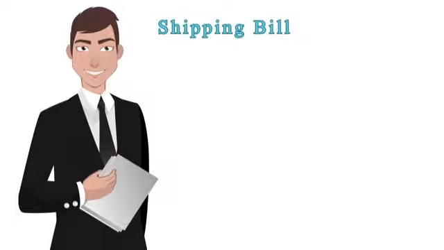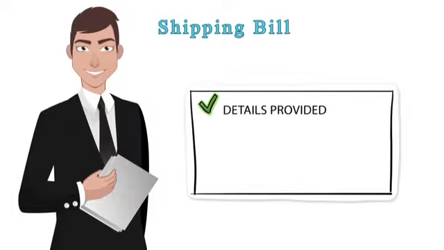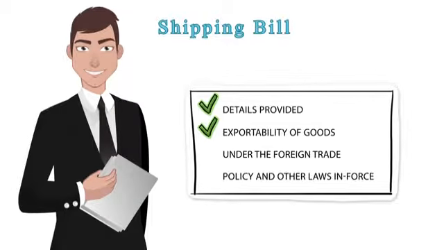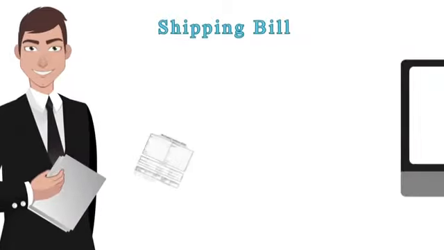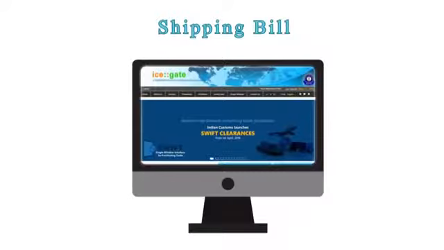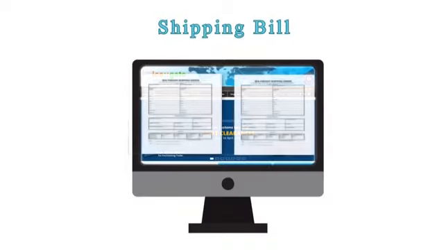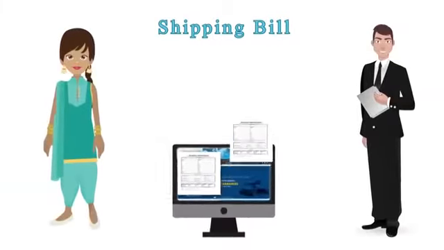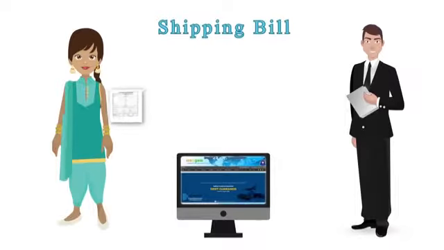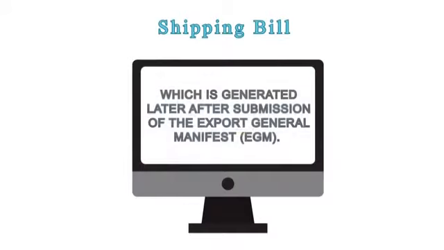The assessing officer in the export department checks the details provided and the exportability of goods under the foreign trade policy and other laws in force. After the let export order is given by the customs officer, the shipping bill is generated by the system in 2 copies, that is, one customs copy, one exporter's copy. There is a third copy, that is, the EP copy, which is generated later after submission of the Export General Manifest (EGM). We shall discuss them in detail later.